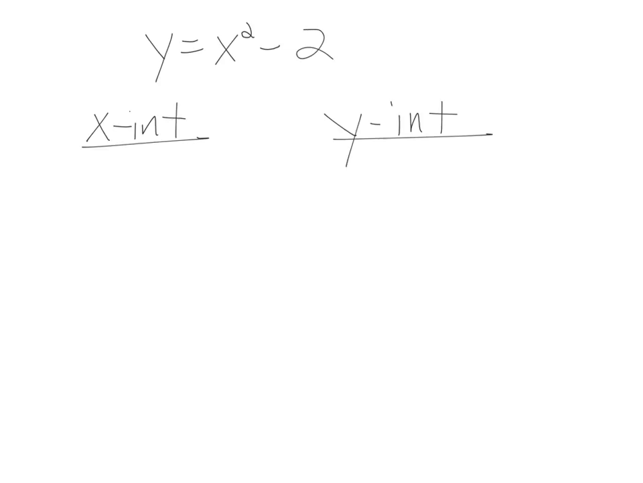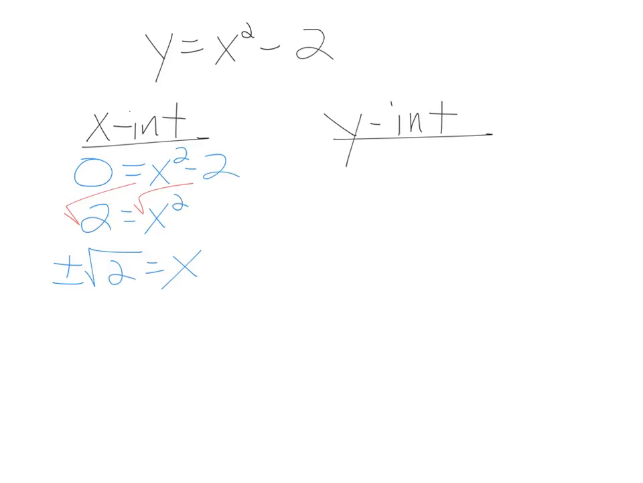Y equals x squared minus 2, and algebraically find the x and y-intercepts. To find the x-intercept, you replace the y with a 0. So 0 equals x squared minus 2. And I need to solve for x, so we add 2 to both sides. Then to get rid of the squared, you square root both sides. Remember, when you square root both sides of an equation, you have to put plus or minus in front of the square root.